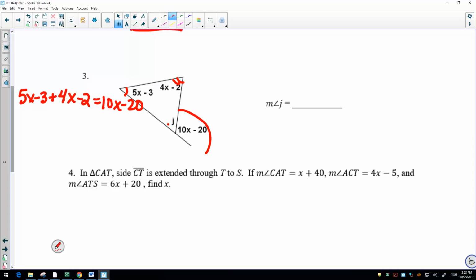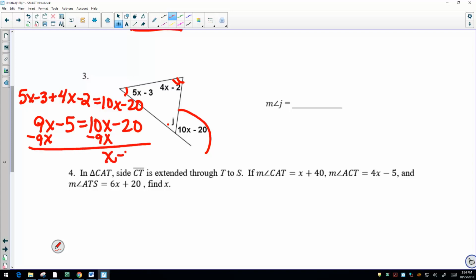Okay, if we combine like terms on the left-hand side, I have 9x, and I have a -5 for the constants. Nothing's really changed on the right-hand side. So I want to combine my x's. I'm going to pull my 9x to the right-hand side. Be careful with your signs. And I want to add over the 20. And when we do, positive 20, -5, we're going to find x here is 15.